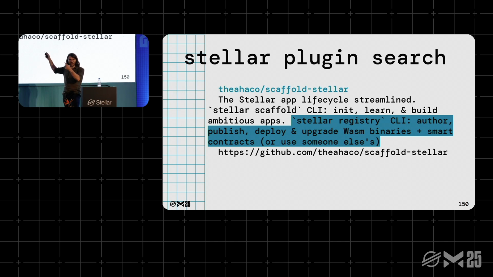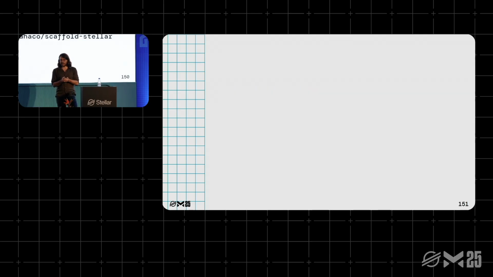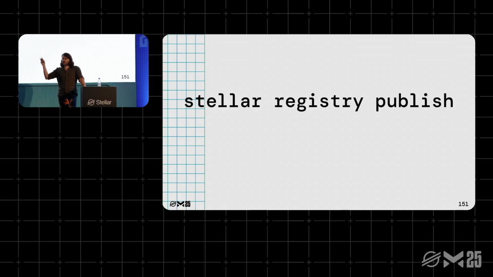Remember the 2-for-1 deal that we got? We've got the Stellar Registry CLI that lets you author, publish, and deploy and upgrade WASM binaries. So when you are ready to publish your contracts, don't just deploy your contracts right away. We want you to have named and semantically versioned WASM binaries. So first, publish your binaries on chain.